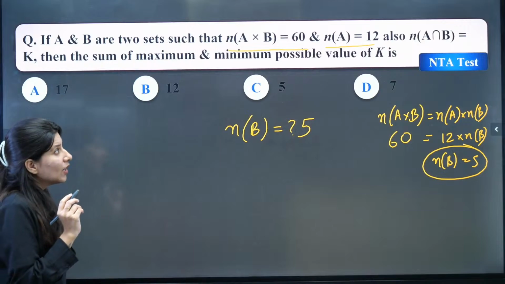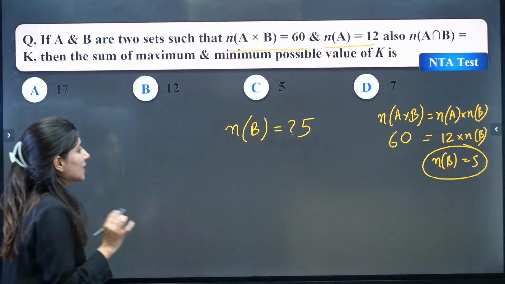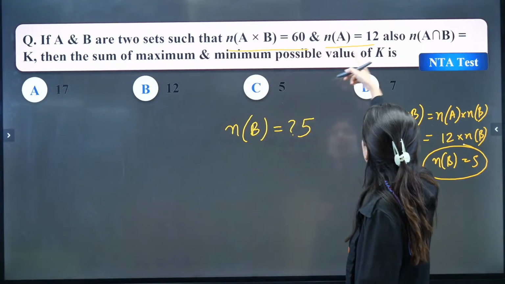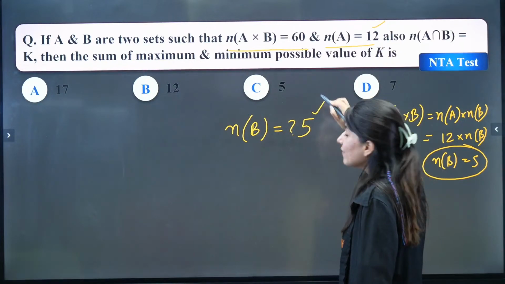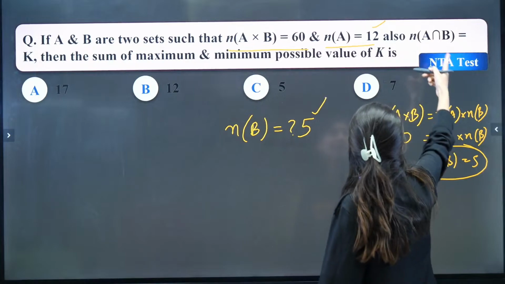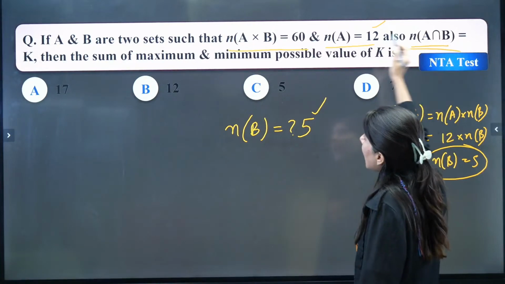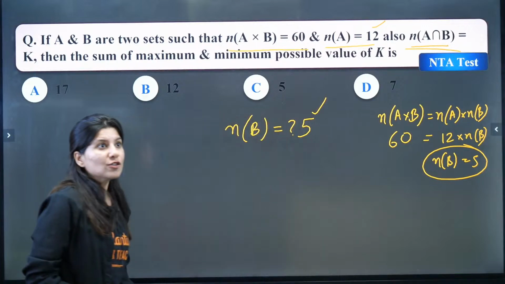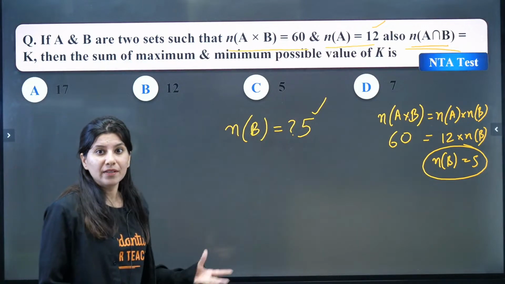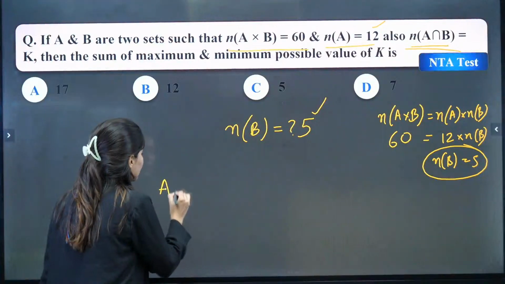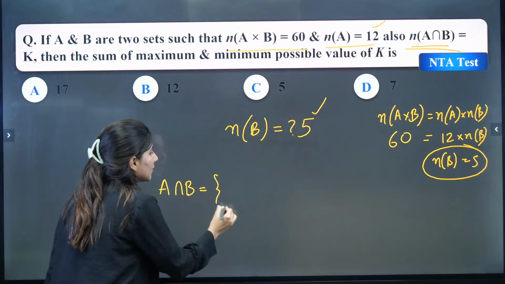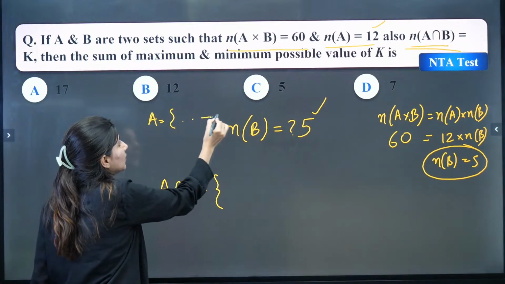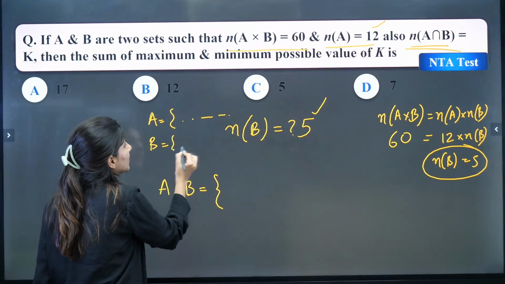Chalo, this is clear. Also, if n(A intersection B) is K, then we need to figure out the maximum possible value of K. Now understand this: A has 12 elements and B has 5 elements. They are asking about the maximum and minimum value of A intersection B. So what is the maximum that can happen?